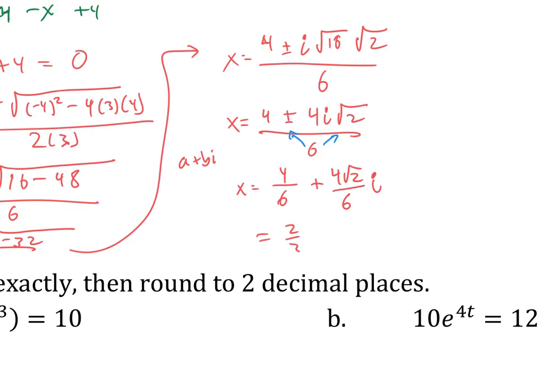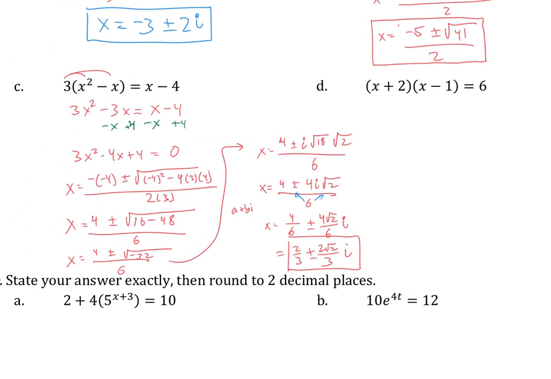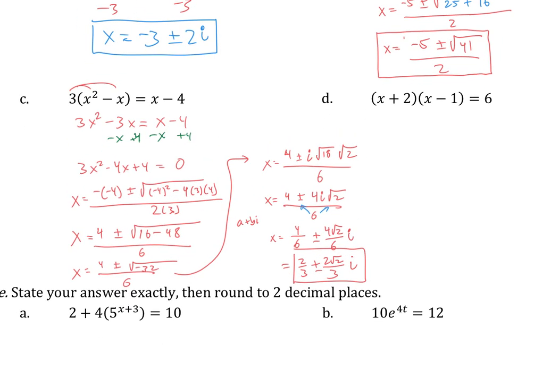This is 2/3. This is 2 square root of 2 over 3. So you can cancel out the 2 from top and bottom, but the square root of 2 is going to stay there. i. There should be a minus there, plus or minus. Okay, that's our answer. So complex numbers get written out as a plus bi.